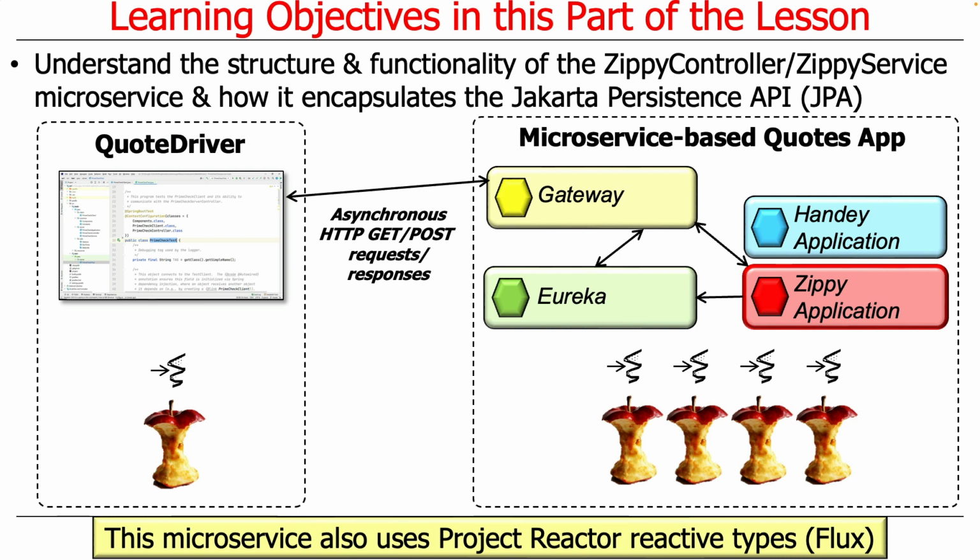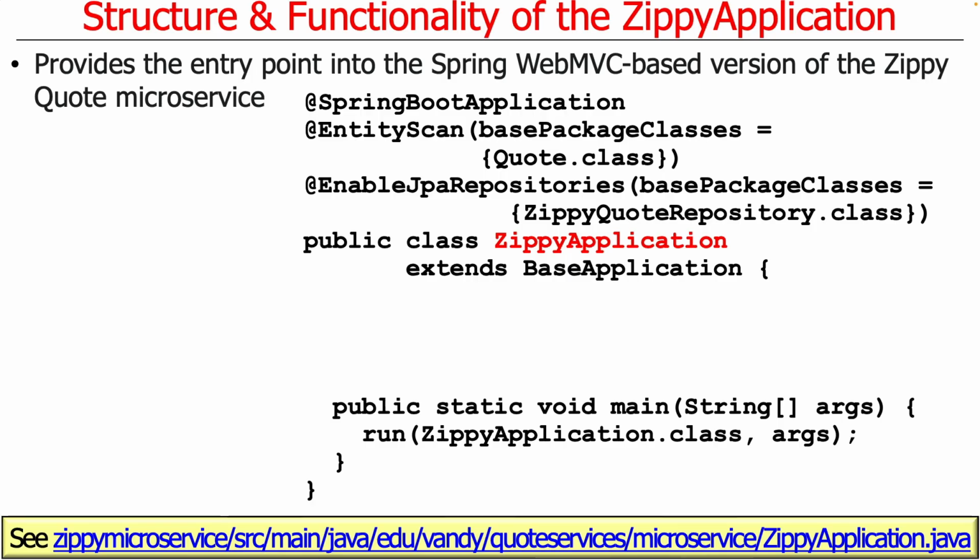So we're going to talk about how the Zippy controller, Zippy service, Zippy application, and so on use the Jakarta Persistence API. Except we're going to do something kind of funky here. We're going to have the interface to the controller use reactive types, but we're going to have the implementation of the repository use classic Java types. And we'll talk about the strategy involved here and the pros and cons of doing things in this way.